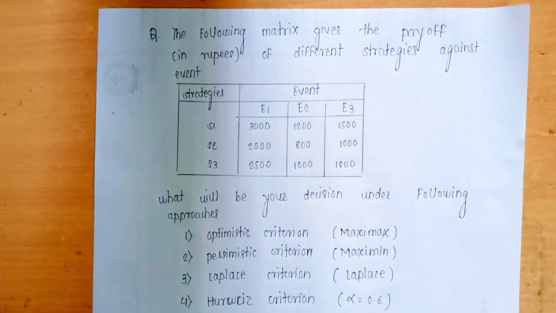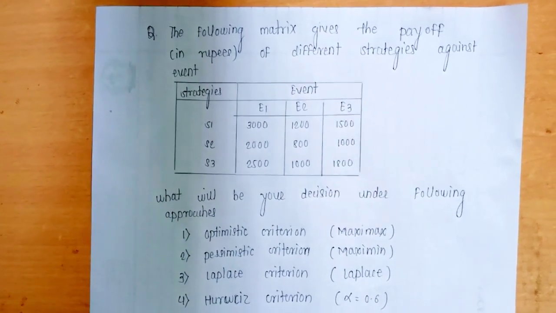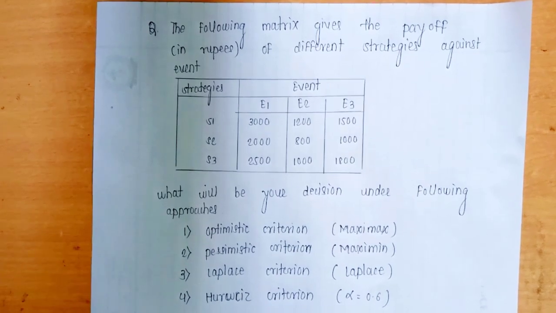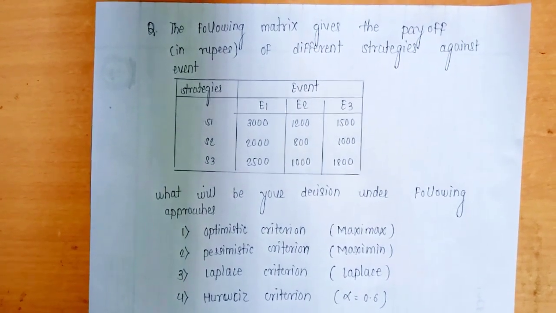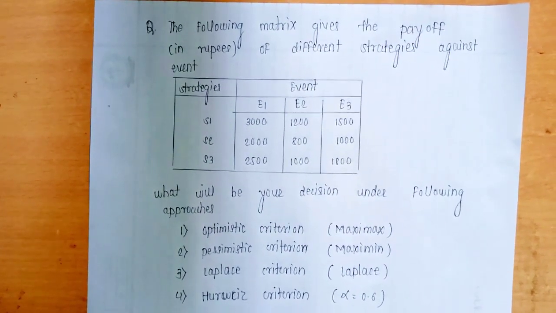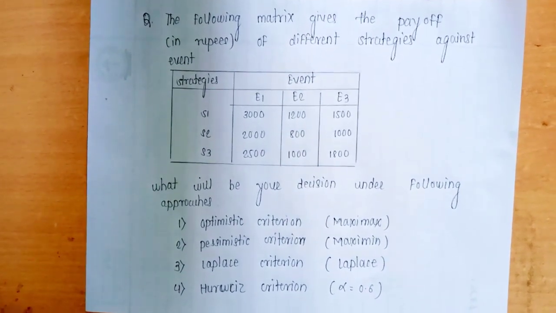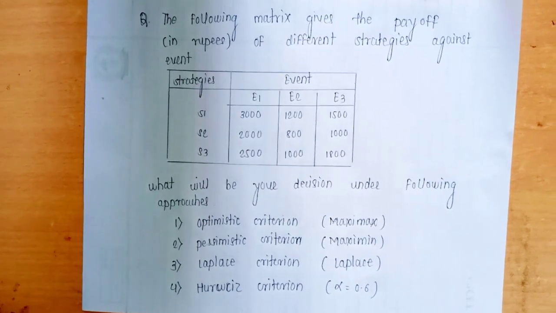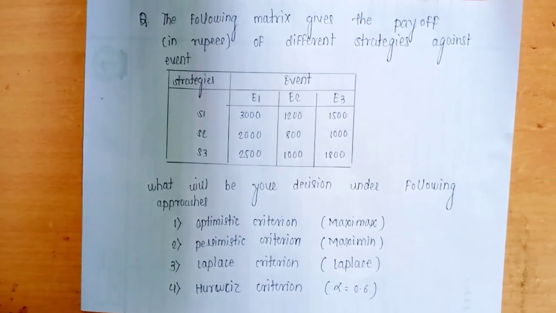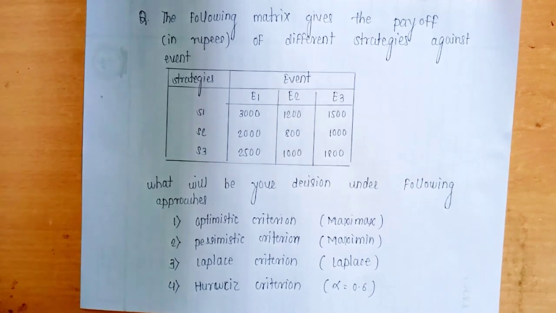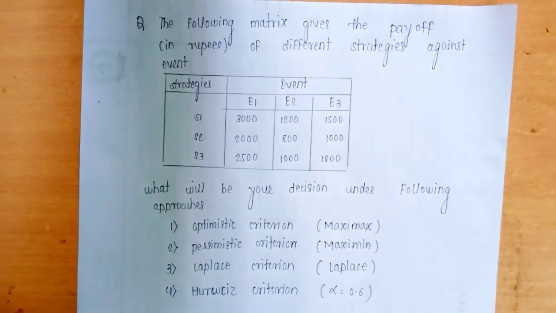So what will be your decision under the following approaches? There are four methods given here: the optimistic criterion, which is also called maximax, the pessimistic criterion, the maximin, the Laplace criterion, and the Hurwitz criterion, where the alpha value is given as 0.6.